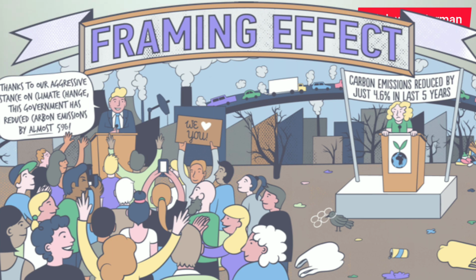Now see this example. Politicians are usually very good at framing their sentences. So in one case, maybe a new politician who doesn't know how to spin the right words, he says, we reduced the carbon emissions by 4.6%. Whereas the second politician, an experienced politician, uses the same information and spins the web of framing around it, and he says, because of our hard work, because of our strategies, we reduced the carbon emission by almost 5%.